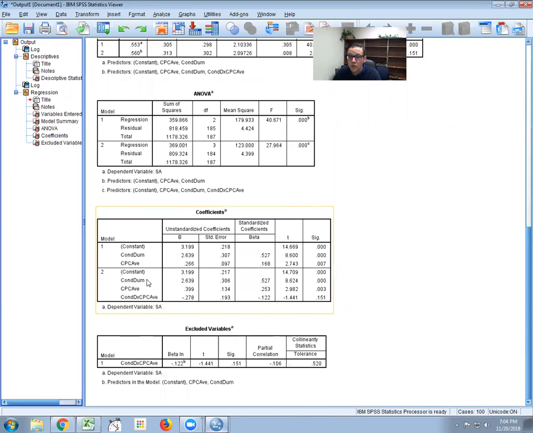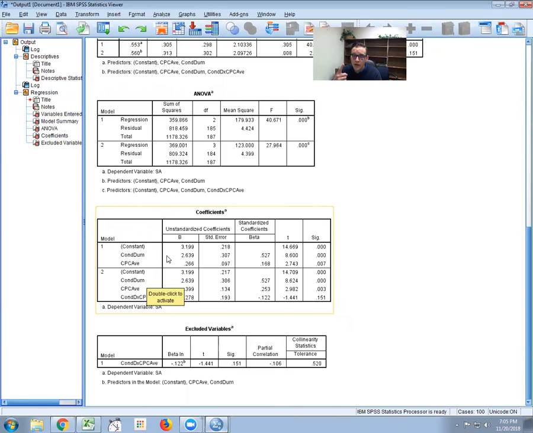If we were looking at main effects of condition, we would look in model 1, find condition, and here's the unstandardized beta, here's the standard error, here's the standardized beta, here's the t-test, testing whether or not this slope is significantly different from 0, and here's the significance of that t-test. And yes, indeed, condition is a significant predictor of subjective ambivalence.